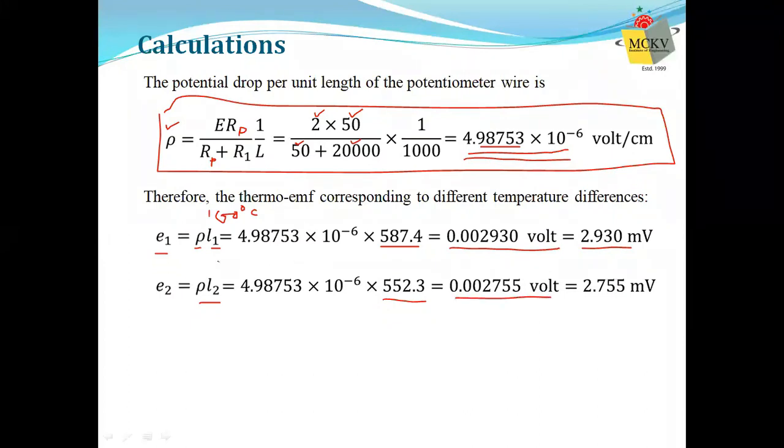And this is for 95 degrees Celsius. So you see the temperature difference has reduced. Your initial or your cold junction temperature was 27. So delta T has reduced, and you can see the voltage, the EMF developed is also reduced. So you can see there is a direct relationship.